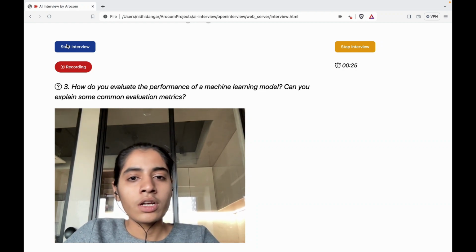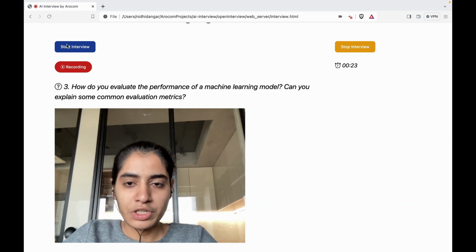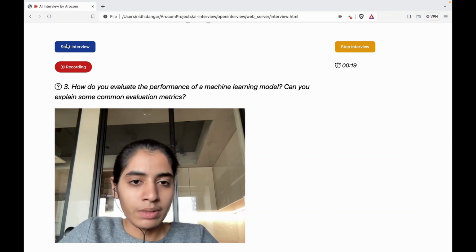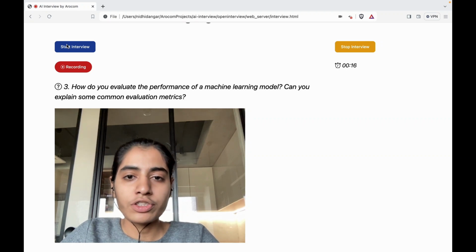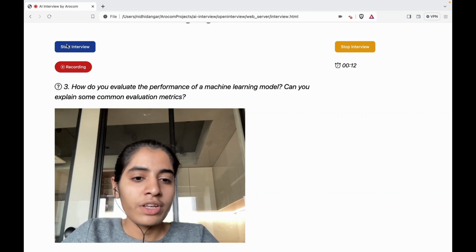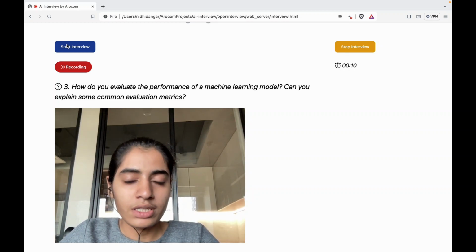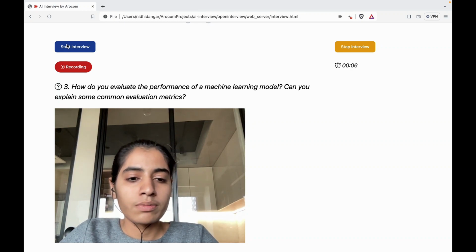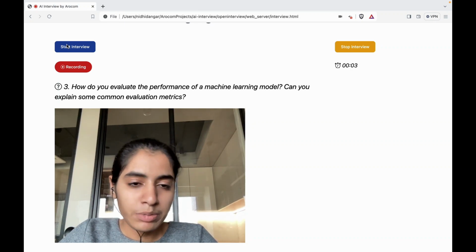Yeah, so to evaluate the performance of a machine learning model, we first identify the problem, or which type of model it is, classification or regression. In a classification model, we use metrics like accuracy. And in regression, we use mean square error and mean absolute error.